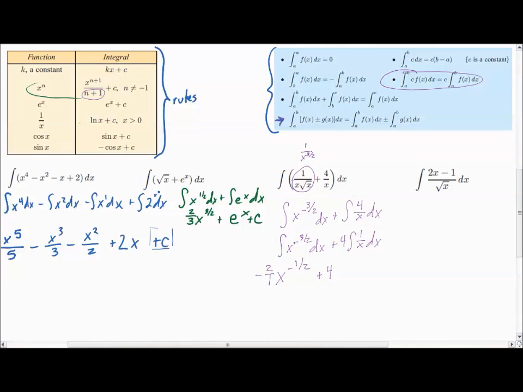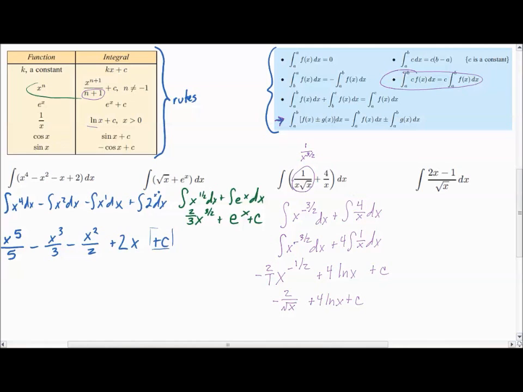The integral of 1 over x, we see right here in the rules, is the natural log of x, and of course plus c. And so if you want, you can simplify this a little bit more. We can go negative 2 over the square root of x plus 4 natural log of x plus c. All right, so you can see that these aren't that difficult. It's just figuring out how to put them together using the rules.